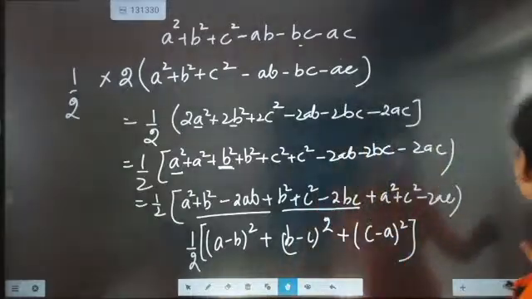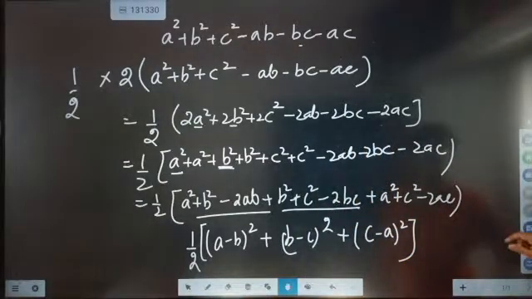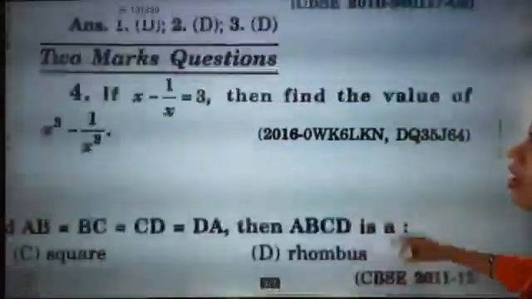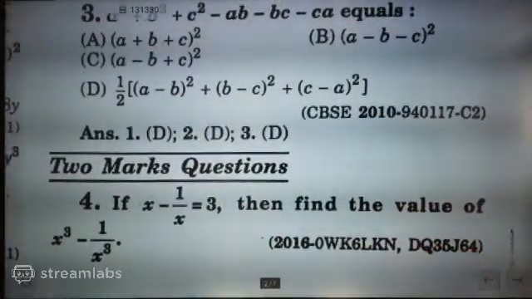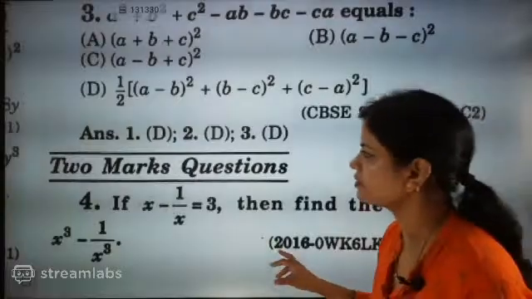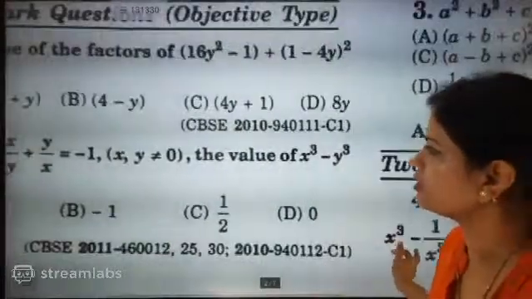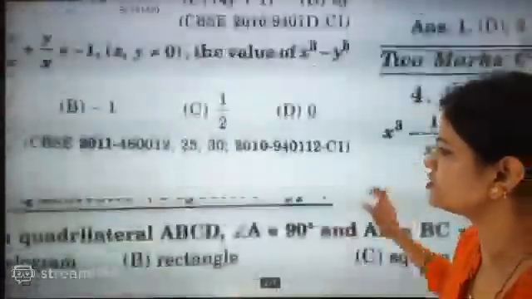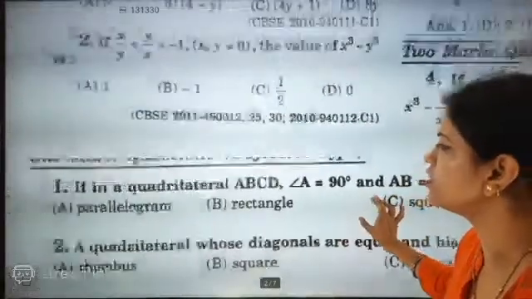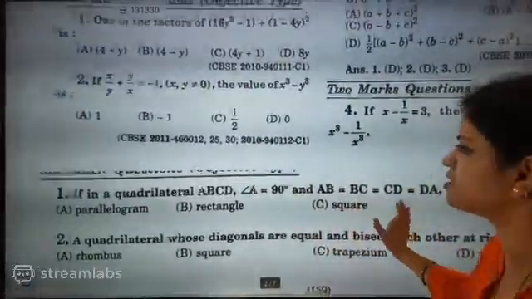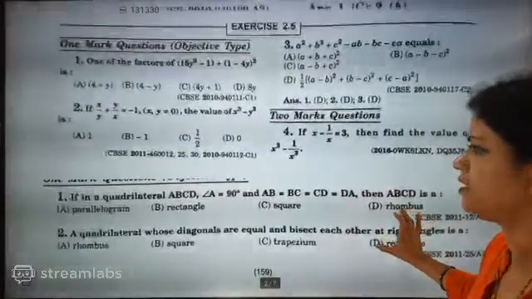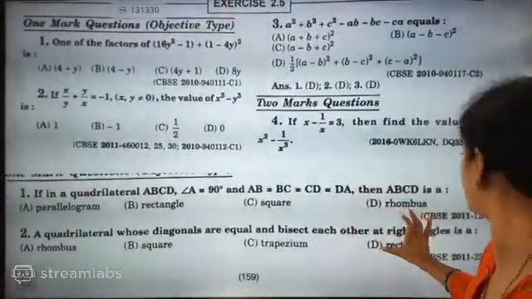Okay, now we'll go for the next one. I think we have discussed this question. The 2 mark question we don't have to do now. Now quadrilateral questions. Let's see how you are going to say the answer. It's quite a big question.